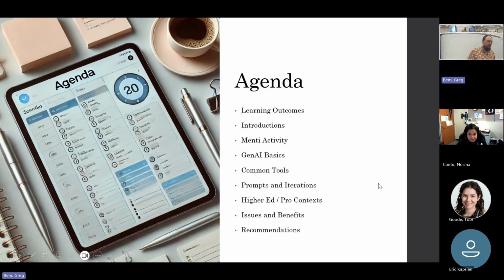Here's our agenda today. We're going to be talking about learning outcomes, what I hope for you to take away from this session. We'll be doing introductions. We'll be doing the Mentee activity, Gen AI basics, and talk about the common tools just to prepare folks in the room to know what is hot, what is popular when you're using Gen AI today for a variety of reasons. We'll go into the concept of prompts and iterations, and then we'll round out with what are the ways we can use it in college, what are the benefits of using Gen AI technology at college, and then recommended best practices, because these are controversial technologies.